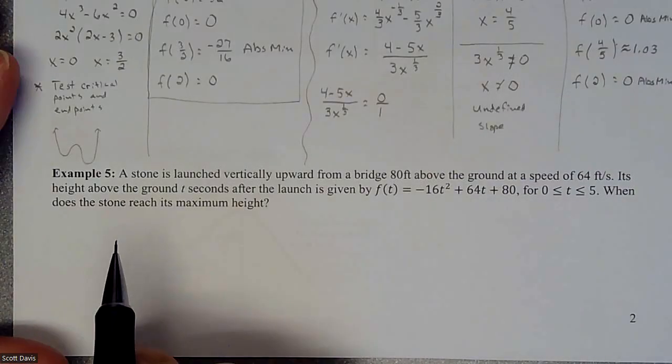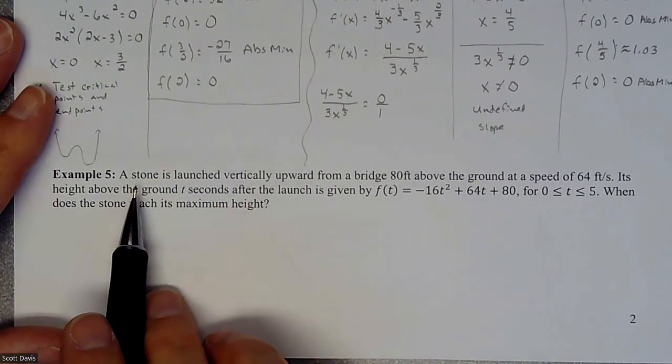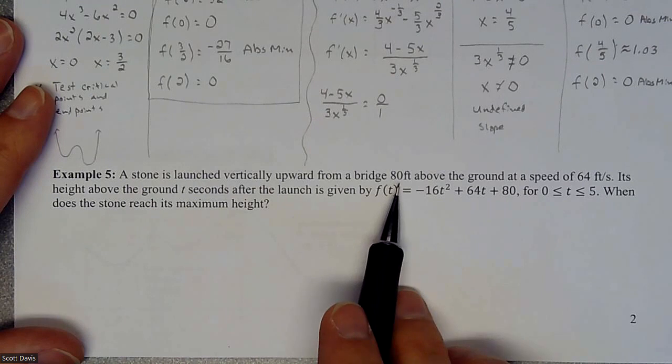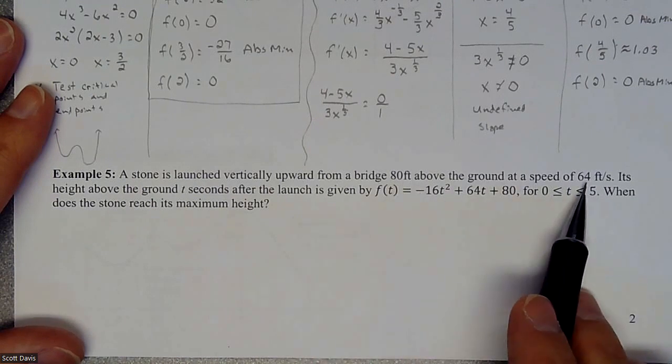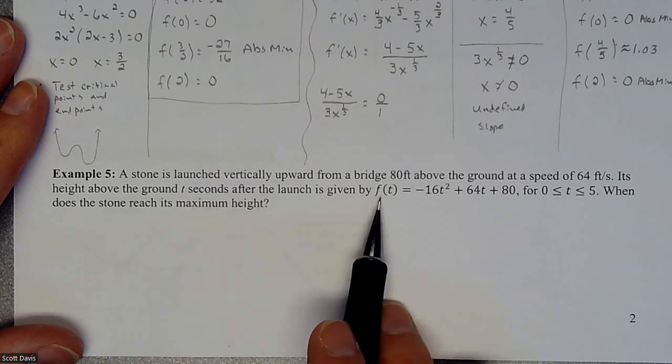In this example, we have a word problem where we are going to find some sort of a maximum height, but let's read through the problem. It says a stone is launched vertically upward from a bridge 80 feet above the ground at a speed of 64 feet per second. Its height above the ground in t seconds after the launch is given by this function.